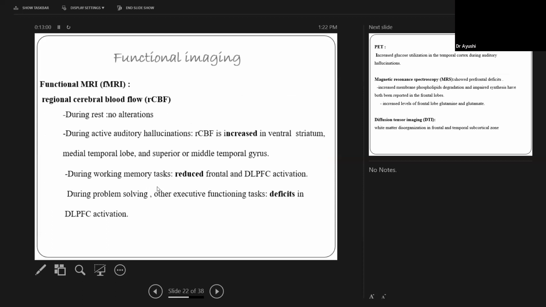In functional imaging, when we did a regional cerebral blood flow, during rest, there was no alteration in the blood flow. During active auditory hallucination, the blood flow increased in the ventral striatum, medial temporal lobe, and superior and middle temporal gyrus. During working memory task, the blood flow reduced in the frontal lobe and there was reduced DLPFC activation. During problem solving and other executive functioning tasks, deficits in the DLPFC activation were seen.